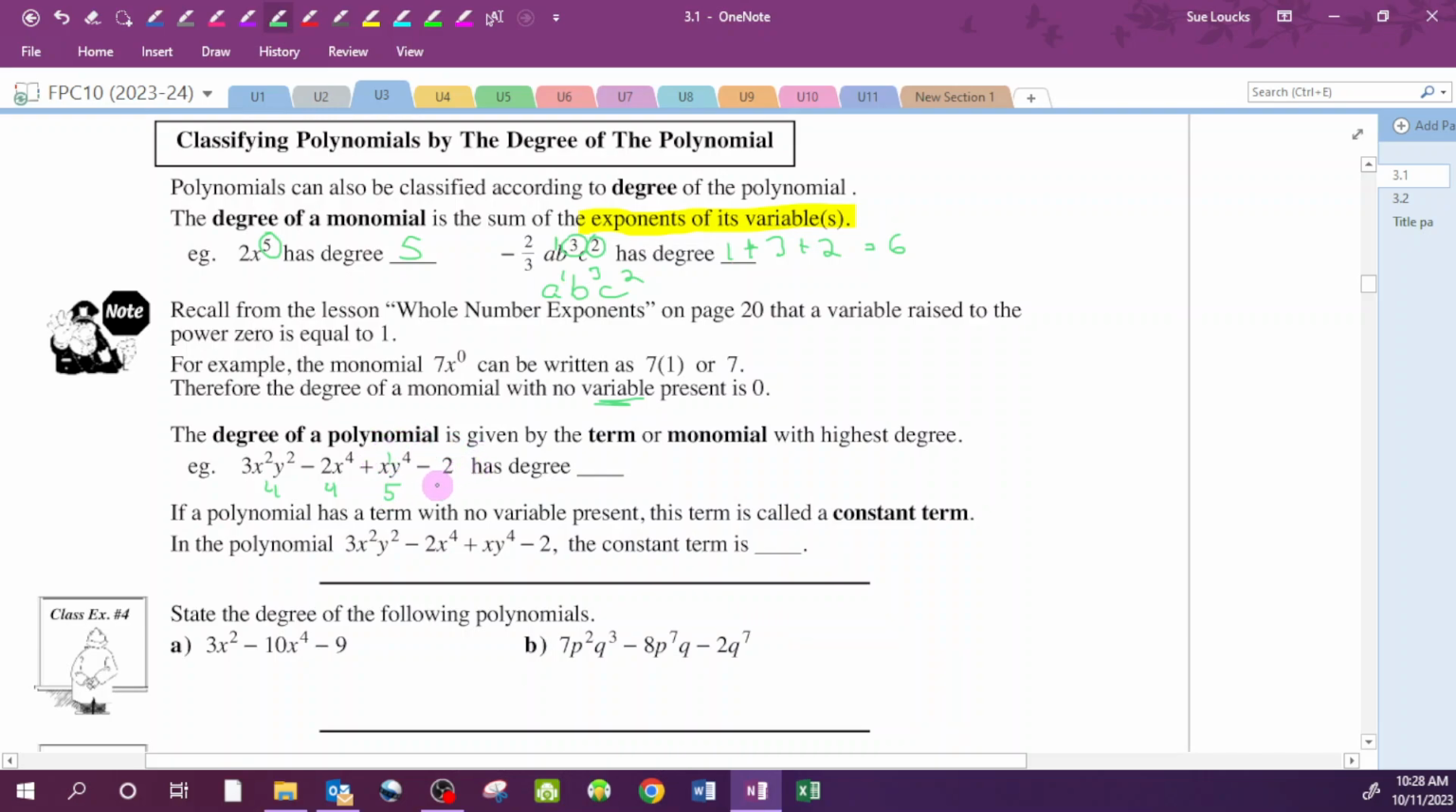Grade 9 students wanting to have photo retakes last name G through L, please text the leader. That's grade 9 students wanting photo retakes last name G through L, please text the leader.